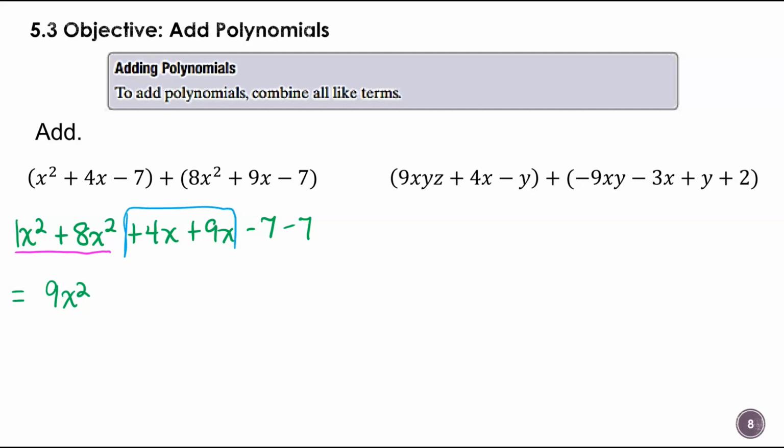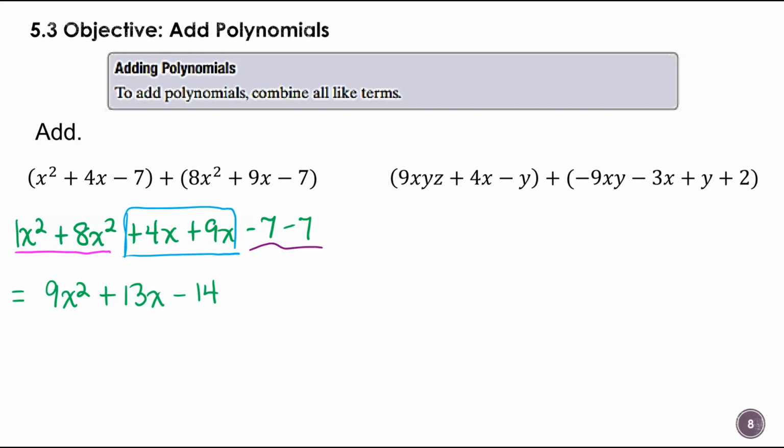These two go together. And then this last one, right? The 7s. Okay, so let's continue on. Then we have a 13x, -7, and -7 are -14. And then we have combined all the terms.